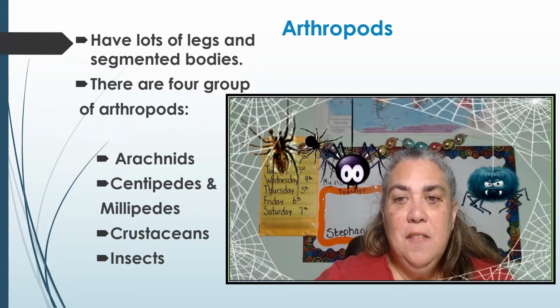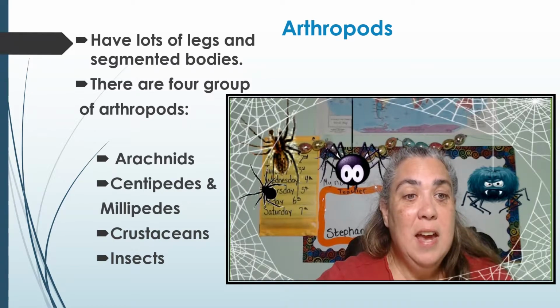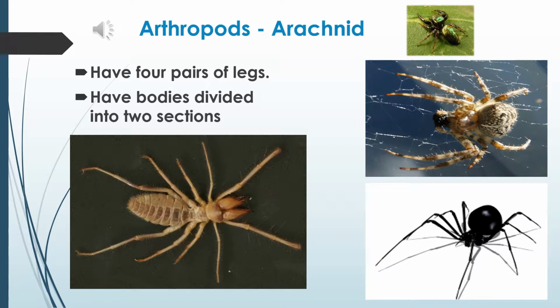Arthropods have a lot of legs and segmented bodies. There are 5 groups of arthropods: arachnids, centipedes, millipedes, crustaceans, and insects. Arachnids have 4 pairs of legs. That means they have 8 legs. And have bodies divided into 2 sections.